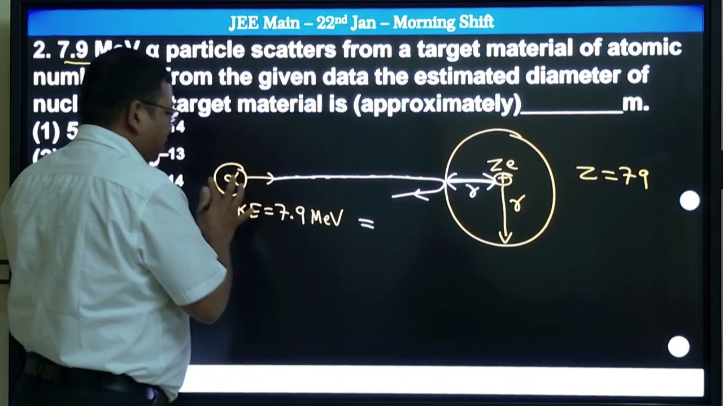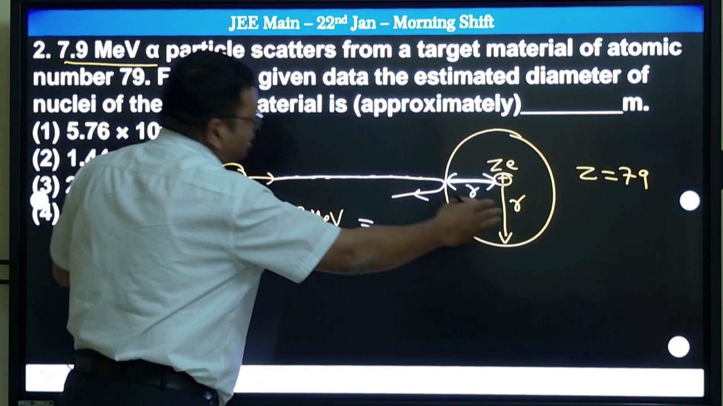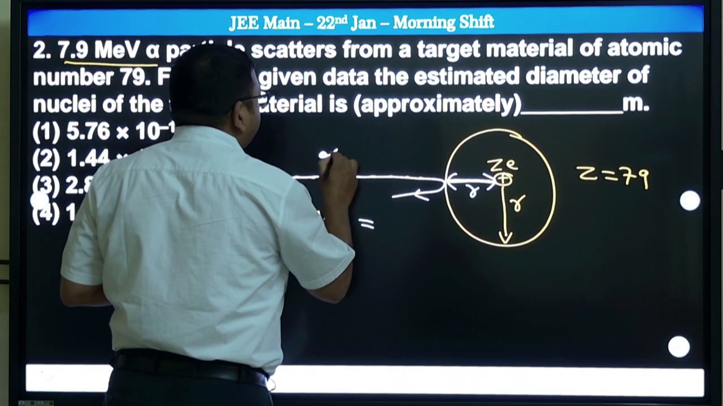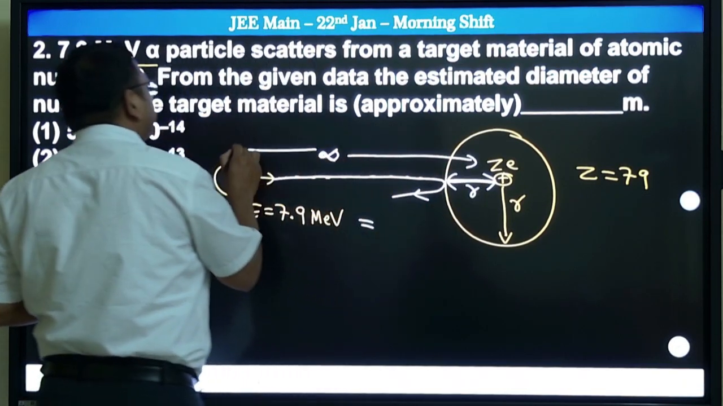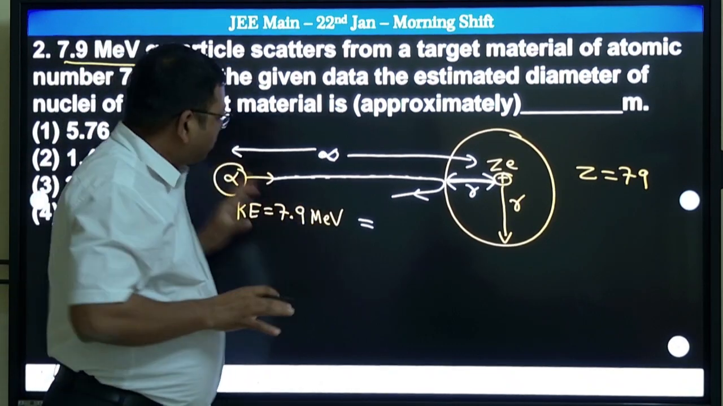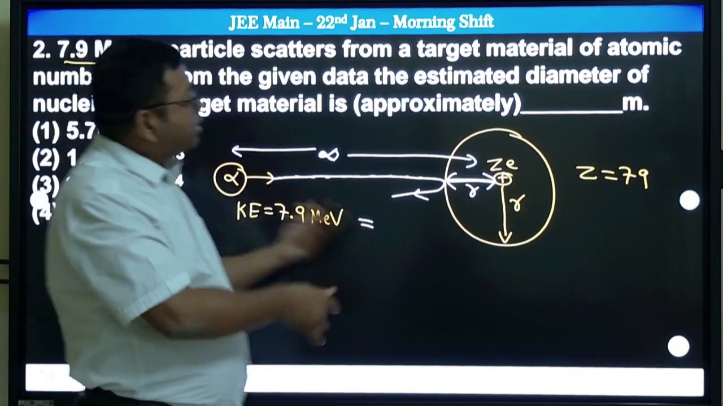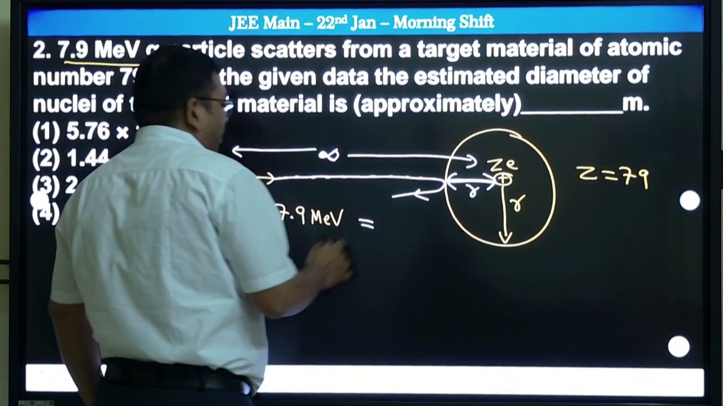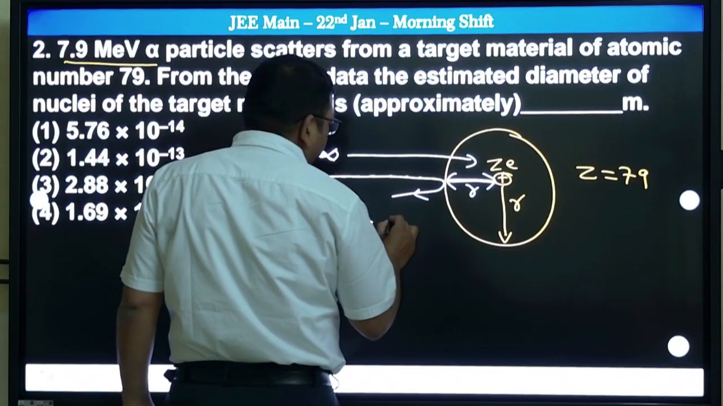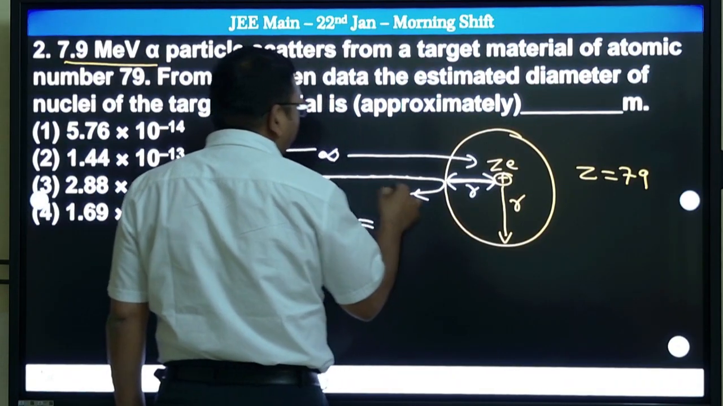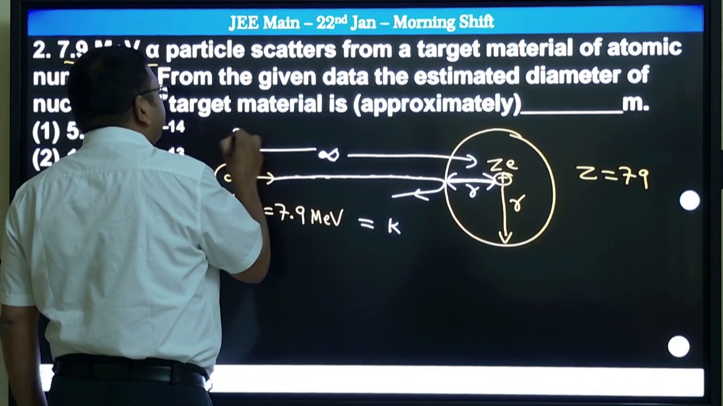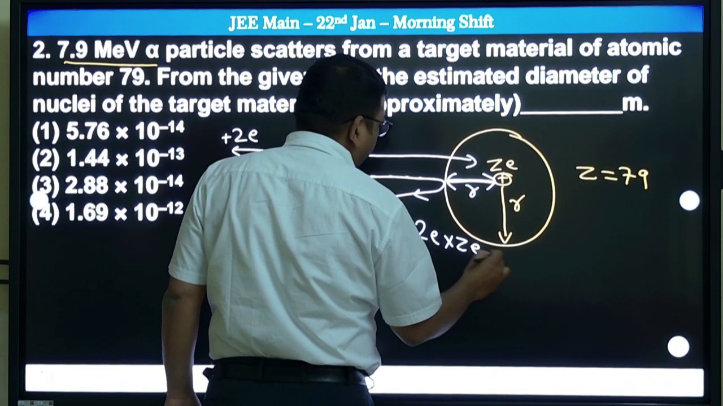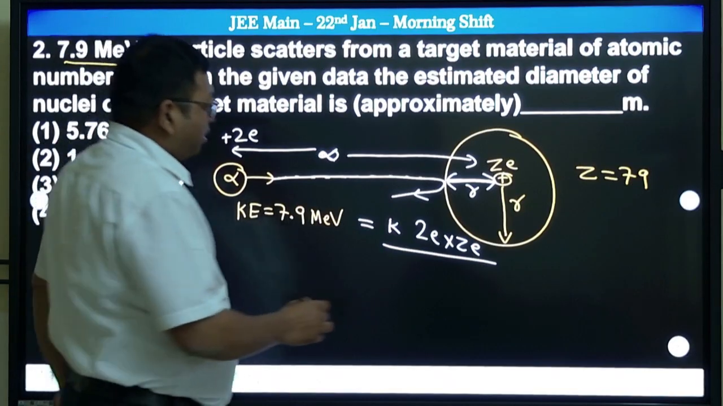So here whatever energy is total is kinetic energy, because potential energy is 0, because the distance is infinity, right? So initially the separation is infinity. That's why the potential energy is 0, only total energy is due to kinetic energy, which will convert into potential energy, because here it will stop, right? Then it will turn back. So what is the potential energy? K Q1 Q2, the charge of the alpha particle is plus 2e, right? So 2e into Ze, K Q1 Q2 by R, okay.